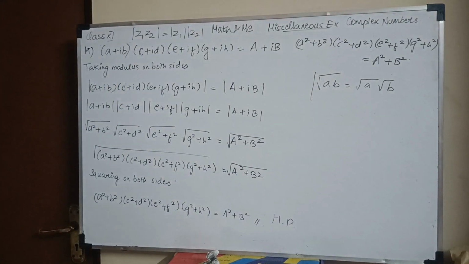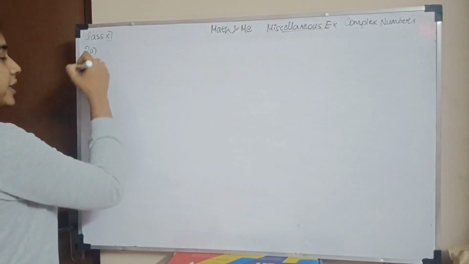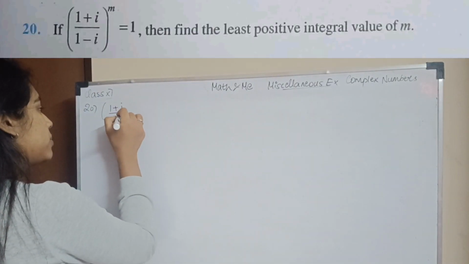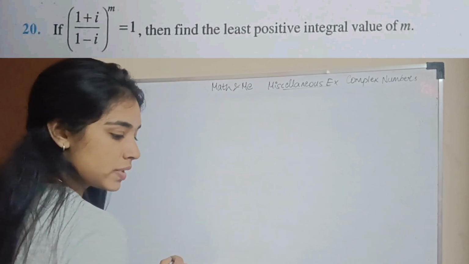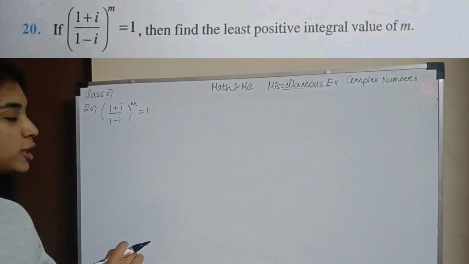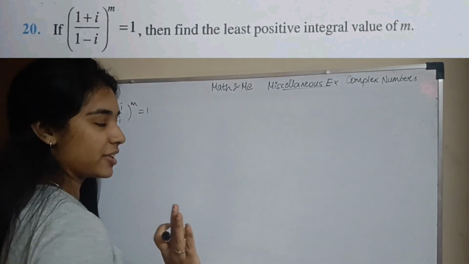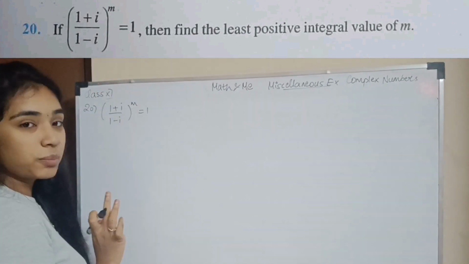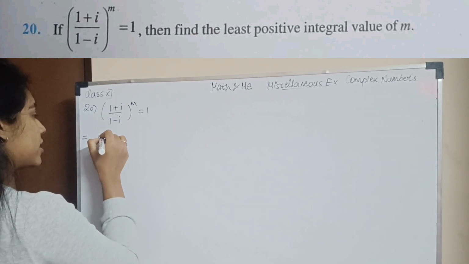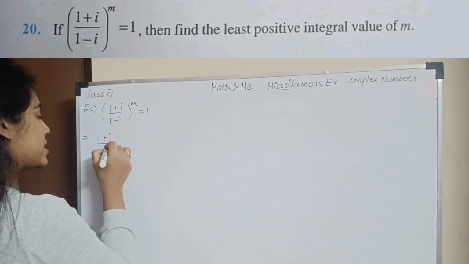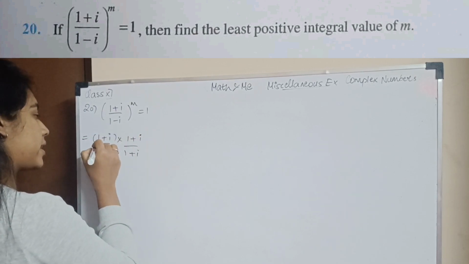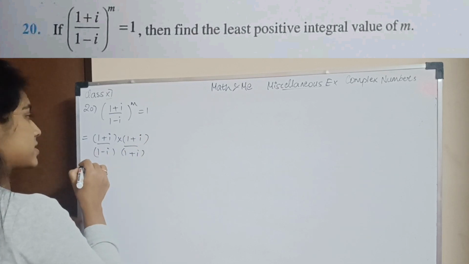Question number 20. If ((1 + i)/(1 − i))^m = 1, then find the least possible integral value of m. They are asking us to find m, that's all, nothing else. So first, i is in the denominator, so you need to find the conjugate. First step, forget the bracket. So (1 + i)/(1 − i) times the conjugate, (1 + i)/(1 + i). Put a bracket. Always. Okay?